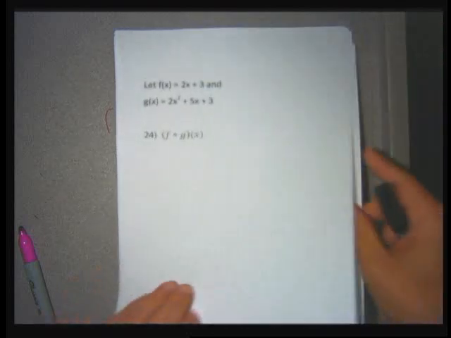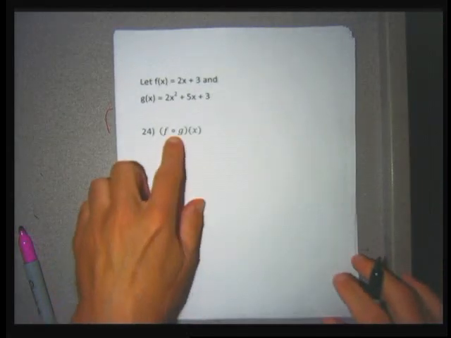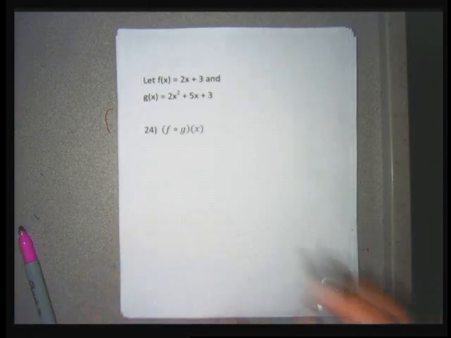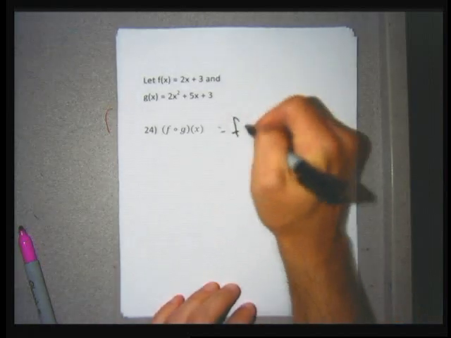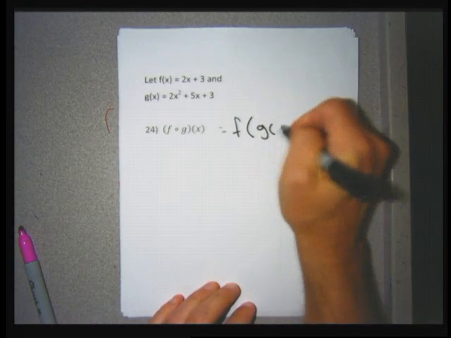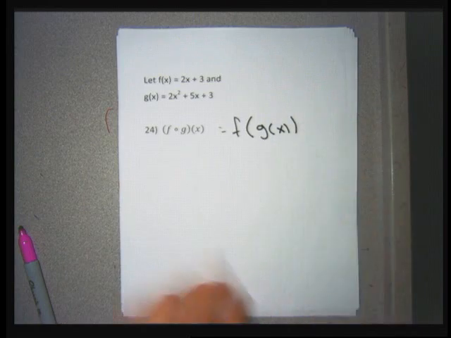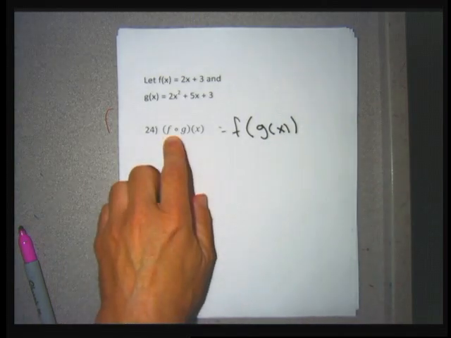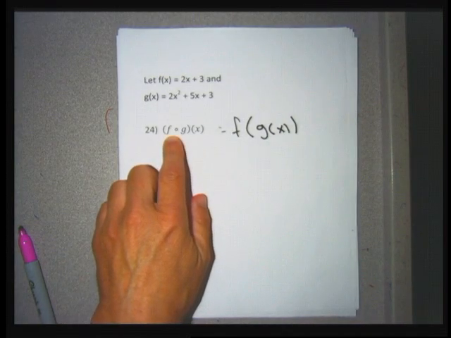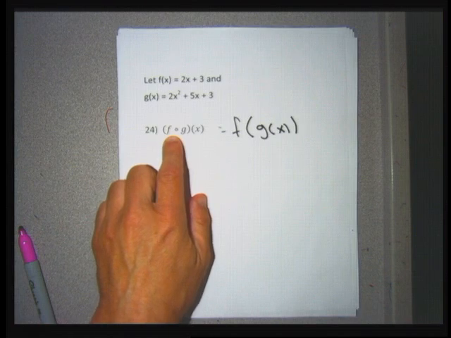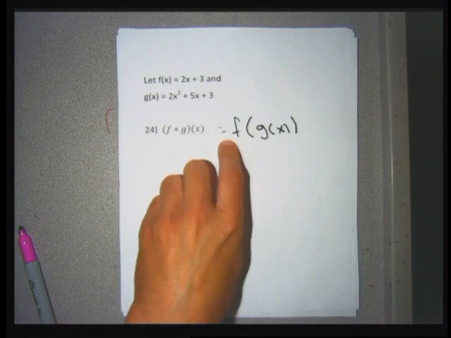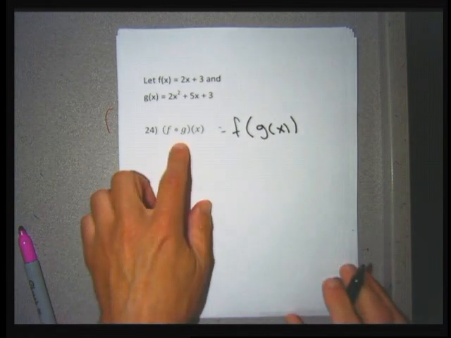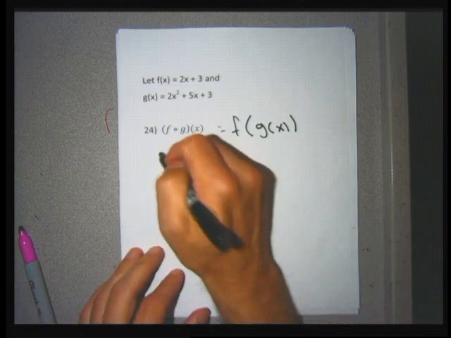24, composition of functions. That open circle doesn't mean multiply. This means find f of g of x, for what that's worth. This symbol right there tells me to do a new composition, a new function, which is composition of functions, and it means to put the right function into the left function. To do f composed with g of x, I do this.